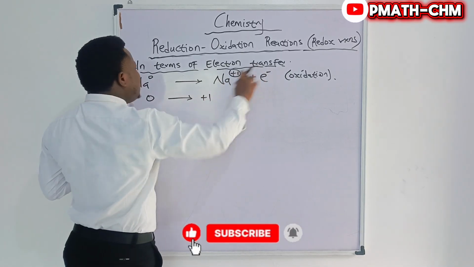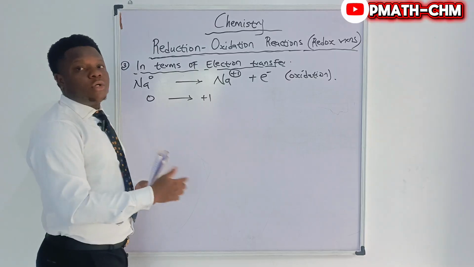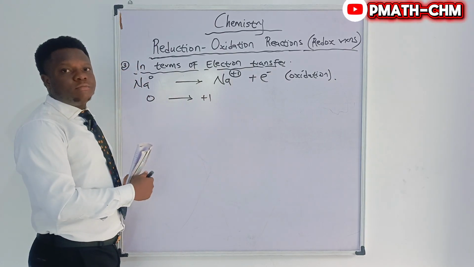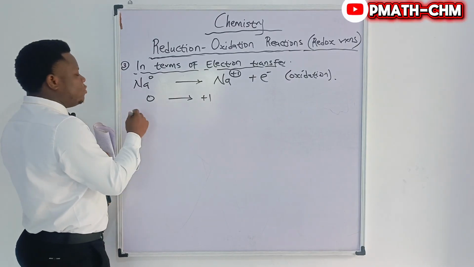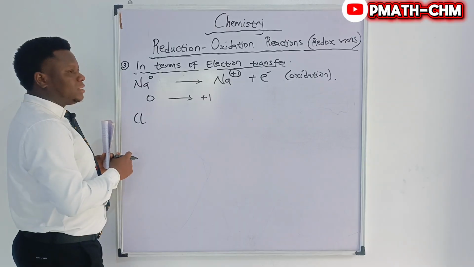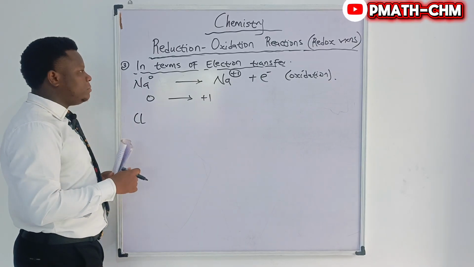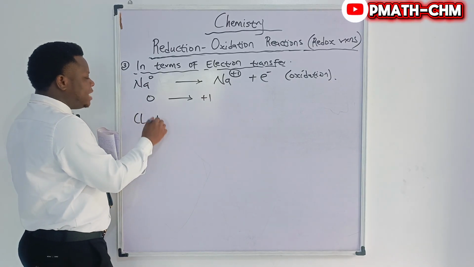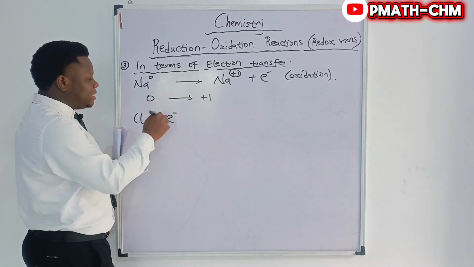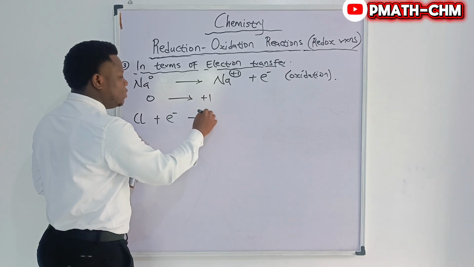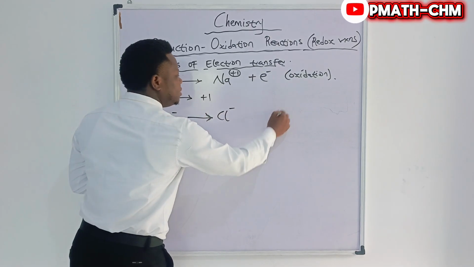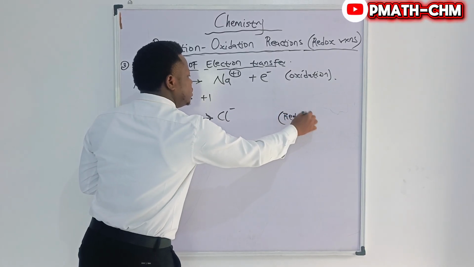Now, sodium cannot just lose an electron. There must be somebody available to collect that electron. A common example we use is chlorine. For chlorine to become stable, by stable we mean achieve the octet configuration of the noble gas, chlorine has to accept one electron, like we all know. So when this happens, we write chlorine as Cl-. This process is what we call a reduction process.